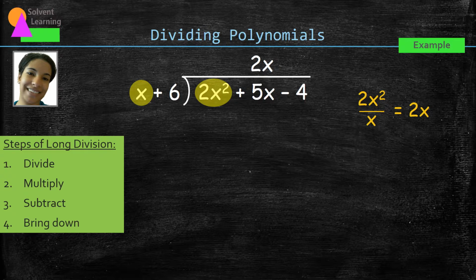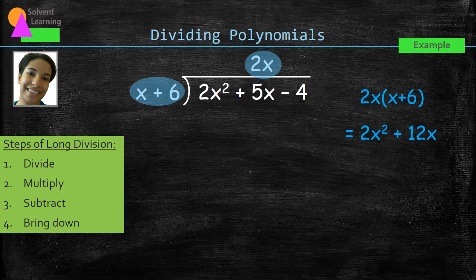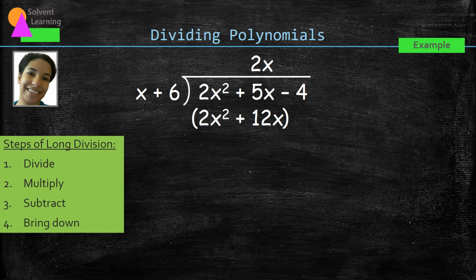Doing it this way is going to help you to stay organized and make fewer mistakes when you're solving a problem like this. Okay. Our next step is to multiply. We multiply 2x times x plus 6, which gives us 2x squared plus 12x. And we write that beneath the dividend. Next, we're going to subtract, but notice I drew parentheses around that binomial just to remind me that I have to subtract each term from those like terms that are in the dividend.